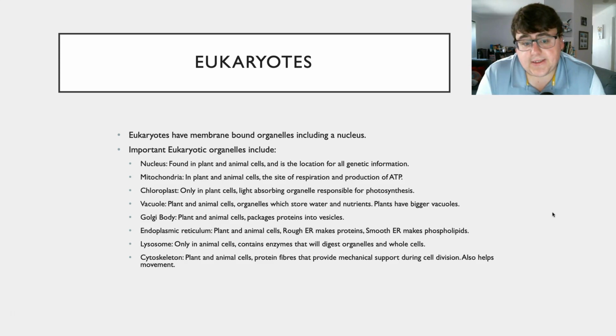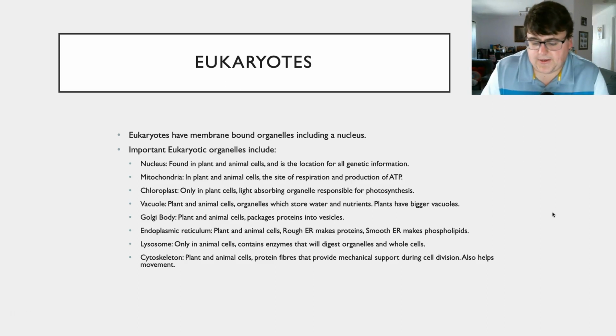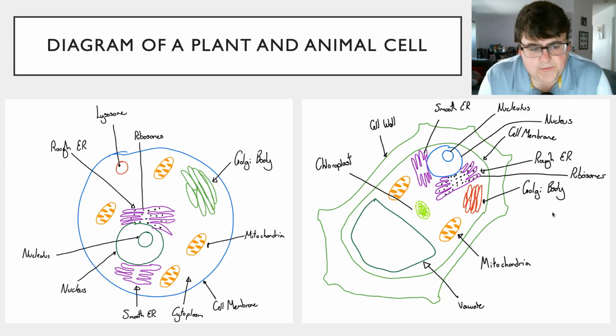Lastly, we have our cytoskeleton, which is found in both plants and animals, and that's just a section of protein fibers that will help provide mechanical support during cell division. It also helps with movement of organelles throughout the body. We have two diagrams here as well. So on the left we have our animal cell.